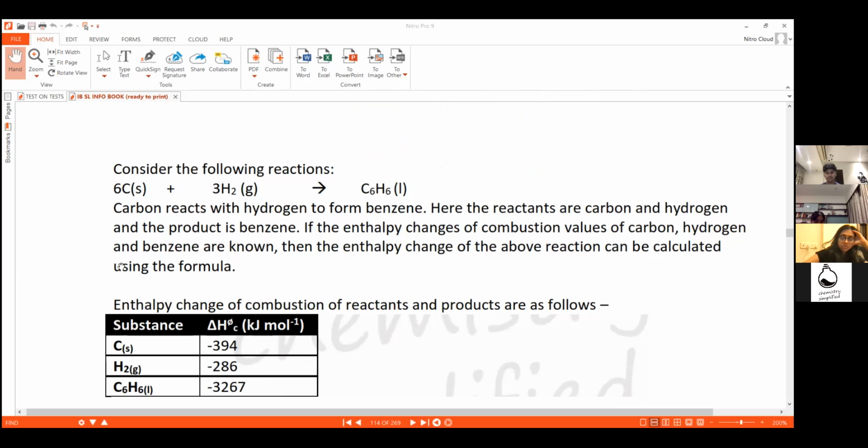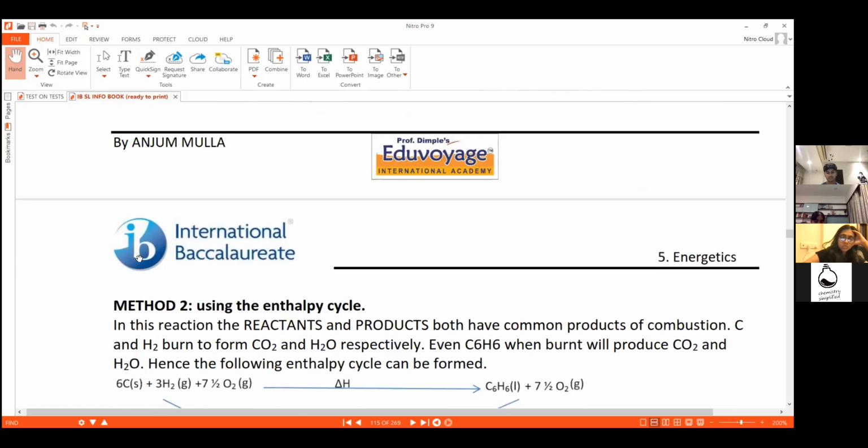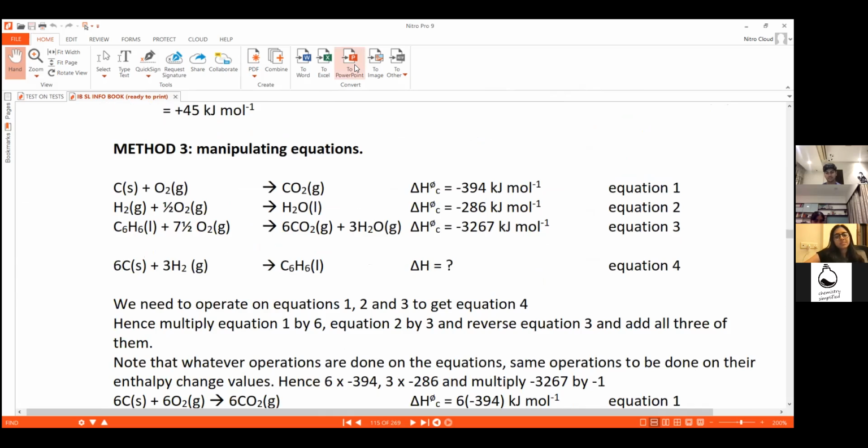The third one is manipulation, which is ditto same. Exactly same thing that we did in the previous case. So this is the reaction that I need. So here I want 6 carbon on the left hand side. So here I need to multiply this by 6. So multiply this also by 6.